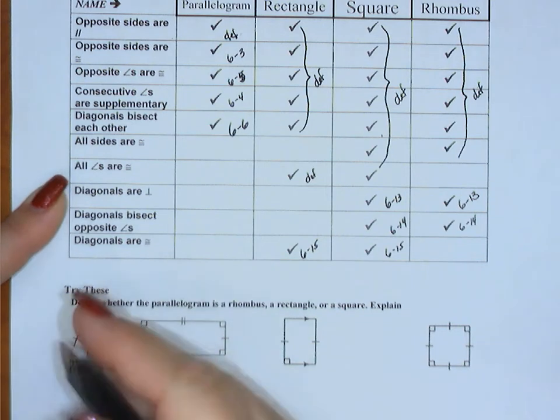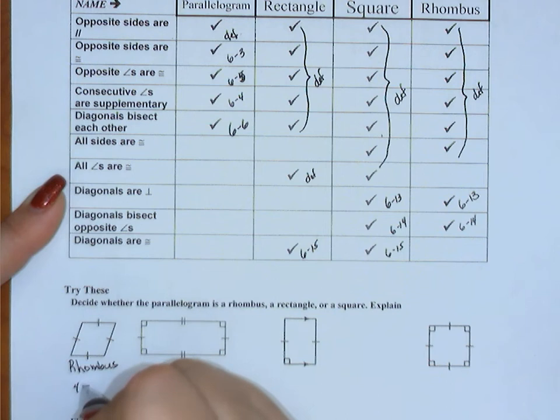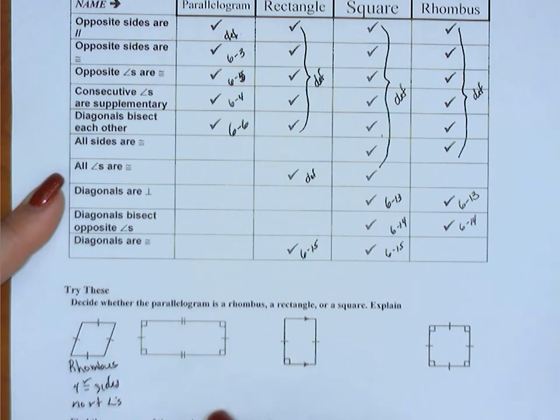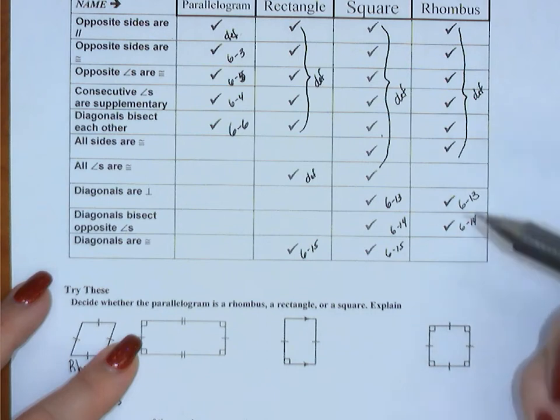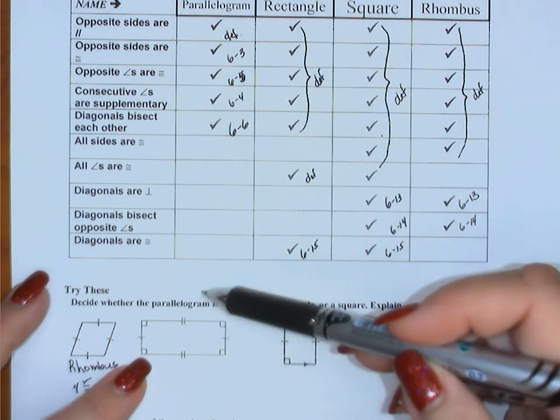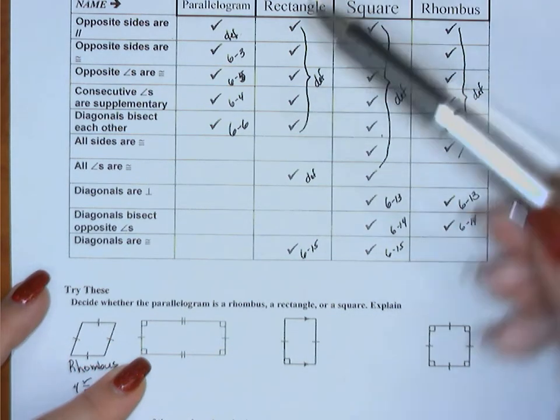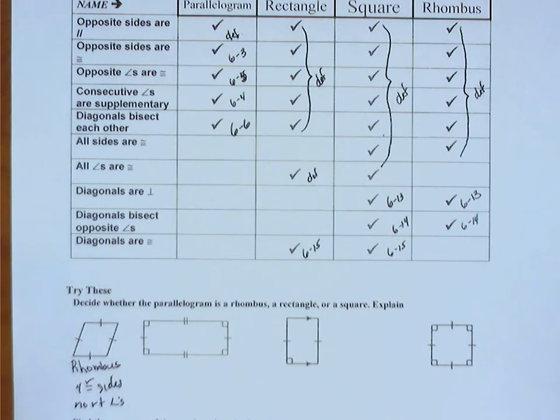And it has 4 sides congruent and no right angles. So that's why it's not a square. This one right here is, again, a parallelogram, so it meets all these first features, right? So then we have to look for the other features that qualify it. So it has opposite sides being congruent.